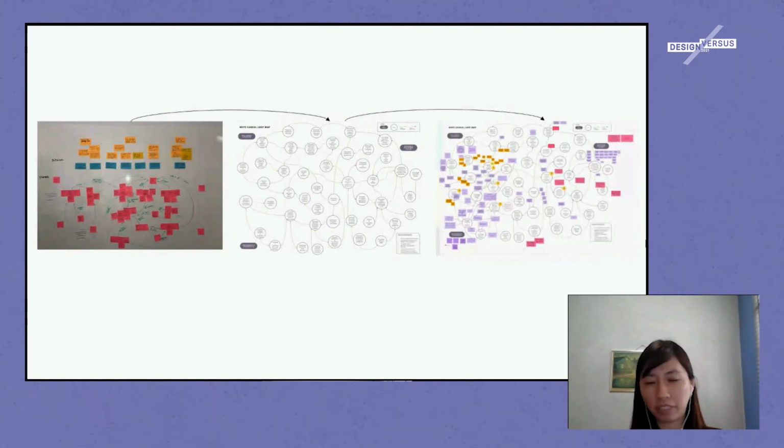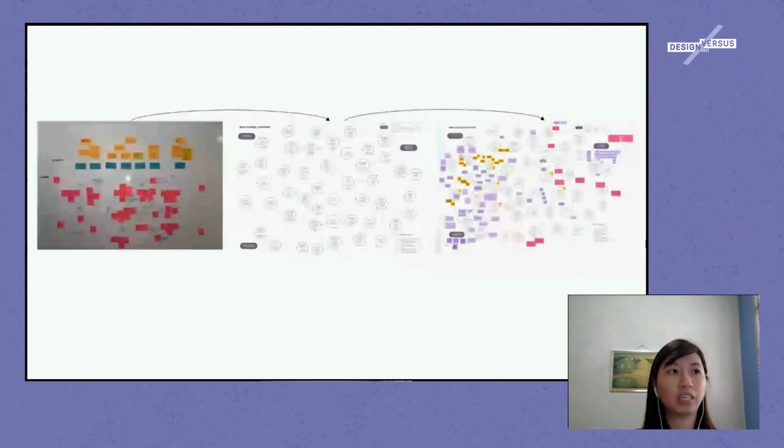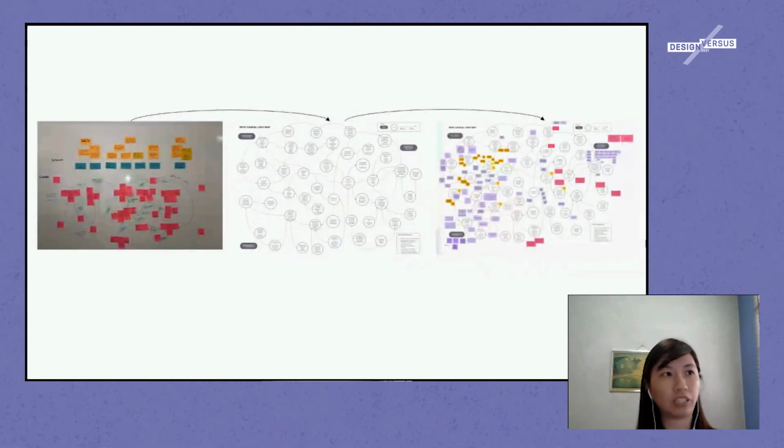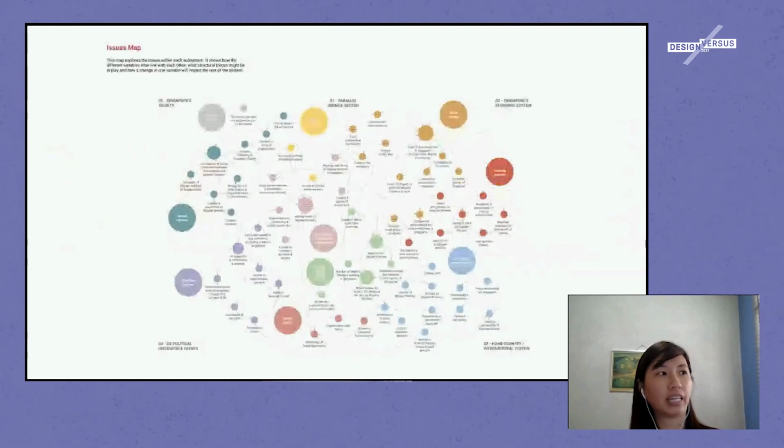We put the map in the middle back into the workshop and said to the workshop participants, okay, this is the first cut of what we've heard earlier from the group. Now have a look at this. What are we missing? What do we need to add into this? Different people gave different commentary, and we captured all that. And finally, bringing all that together, we eventually ended up with the complex issues map here.